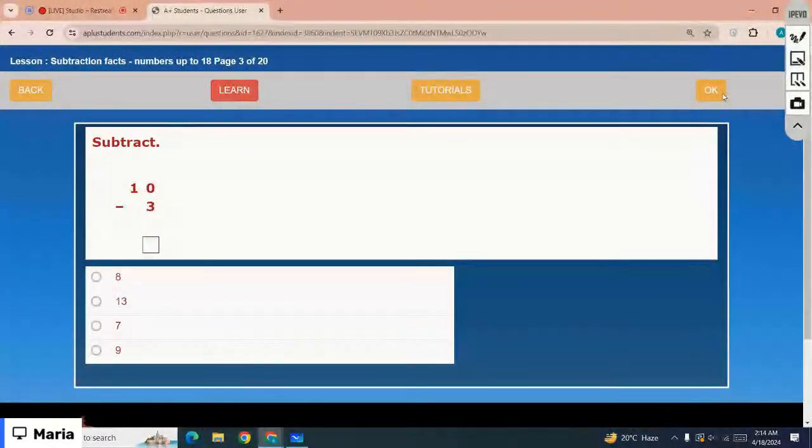10 take away 3 equals, very good. The correct option is 7. 7 it is. 10 take away 3 is 7. 10 take away 5 equals, correct option is 10 take away 5 is very good. 5 it is. The correct option is 5.